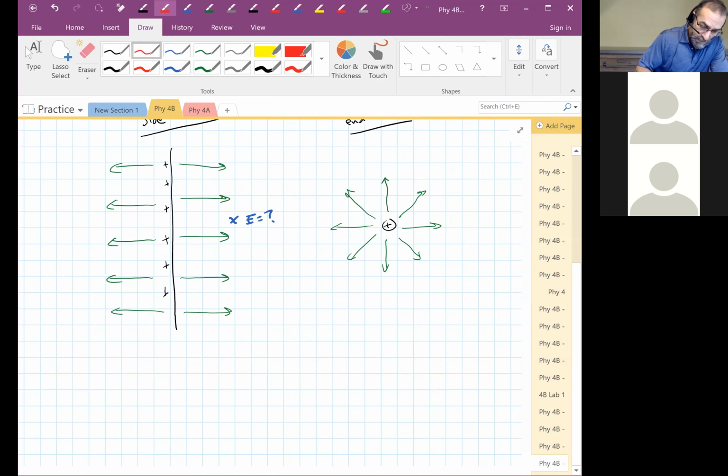So we put the surface of our Gaussian shape at that location, right? Because we want that dimension to show up somewhere in our calculation. And we want to match the symmetry of the problem. Remember, we're solving this kind of an integral.